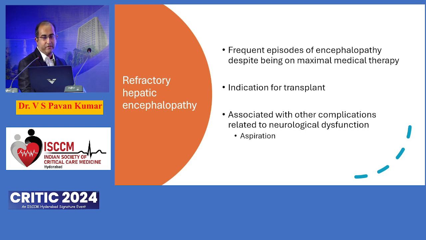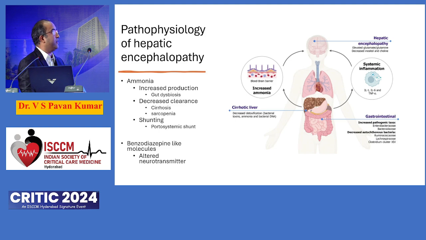To better understand that, we need to understand the pathophysiology of hepatic encephalopathy. Essentially, hepatic encephalopathy is caused mostly by ammonia, that's the understanding we have right now. Essentially because of increased production in the gut, because there is a change in the microbiome of the gut, and there is decreased clearance. Usually ammonia is cleared by the liver, converted into urea, and also by the muscle, which converts it into glutamine. Now we know that a lot of cirrhotic patients are sarcopenic, so that ability of the muscle to convert it to glutamine is decreased.